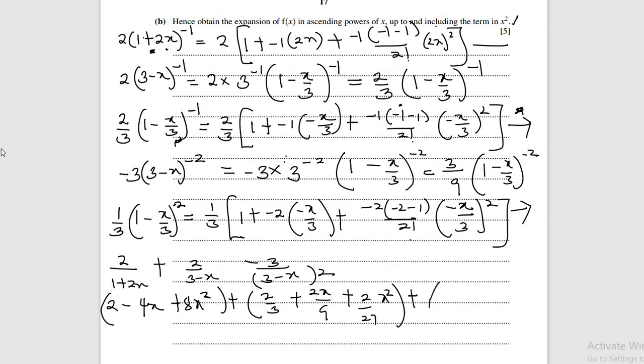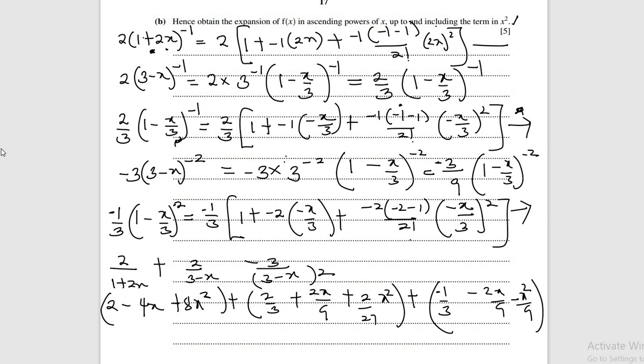The third one, make sure you open the bracket. You have the 1 over 3 times 1, 1 over 3. Is it minus? Oh, there's minus 3 outside there, so there's minus. Oh, need to pay attention. So here, there's minus there. Give us minus 1 over 3 minus 2x over 9 minus x squared over 9.